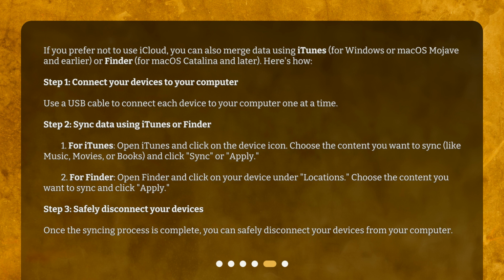Step 2. Sync data using iTunes or Finder. 1. For iTunes, open iTunes and click on the device icon. Choose the content you want to sync, like music, movies, or books, and click Sync or Apply. 2. For Finder, open Finder and click on your device under Locations. Choose the content you want to sync and click Apply. Step 3. Safely disconnect your devices. Once the syncing process is complete, you can safely disconnect your devices from your computer.